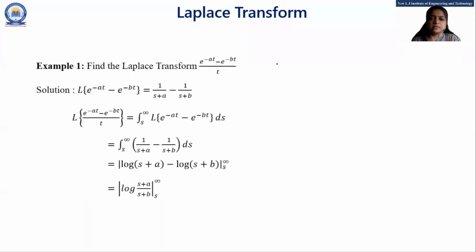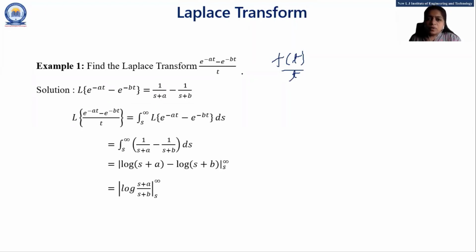Our first question is, find the Laplace transform of e raised to minus at minus e raised to minus bt upon t. Have you recognized? We have to apply this method. See, in our function, in the denominator there is t. So if function f of t divided by t is given, and they ask to find the Laplace transform, at that time we have to apply this method.